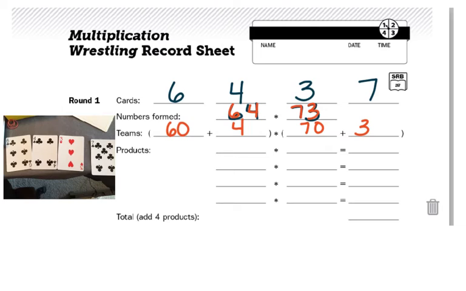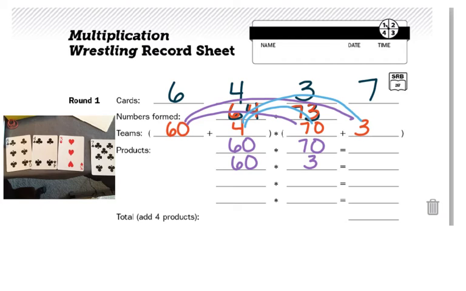Now, each number has to wrestle the other team. So 60 has to be multiplied by 70, and 60 has to be multiplied by 3. So I'm going to write 60 times 70 and 60 times 3. Now, 60 doesn't wrestle itself because they're on the same team. 4 has to wrestle 70, and 4 has to wrestle 3. So it would be 4 times 70 and 4 times 3.